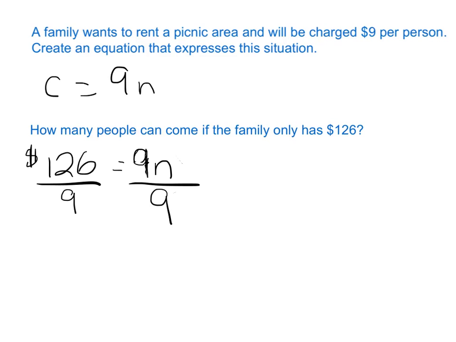And over here, we're going to divide by 9, because our golden rule says do unto one side what you would do to the other. So 126 divided by 9, 9n divided by 9, these two cancel out. Then these two cancel out. And then we're left with 126 divided by 9 equals n. And that will give us the number of people that are able to come, and that would be 14 people.